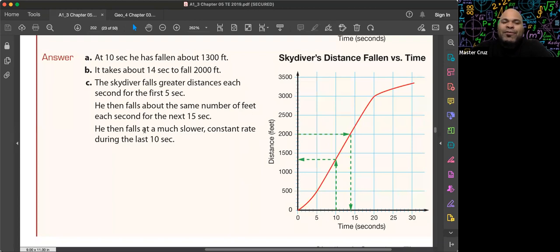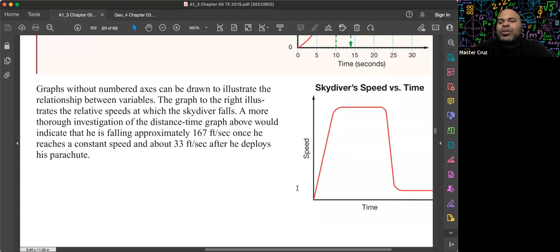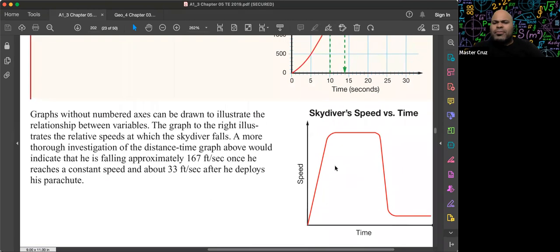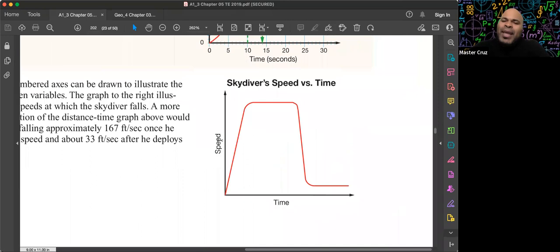And then he falls at a much slower constant rate during the last 10 seconds. So instead of falling very quickly like he was falling here, now he's still falling, but he's falling very, very slow in the last 10 seconds. Probably what that means is that they open their parachute and they're ready to land on the ground. So that's how you would describe the altitude.